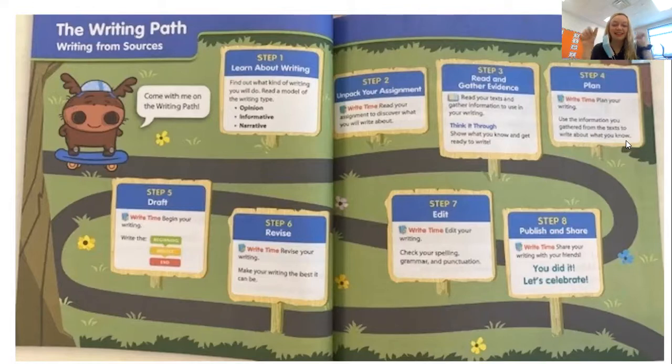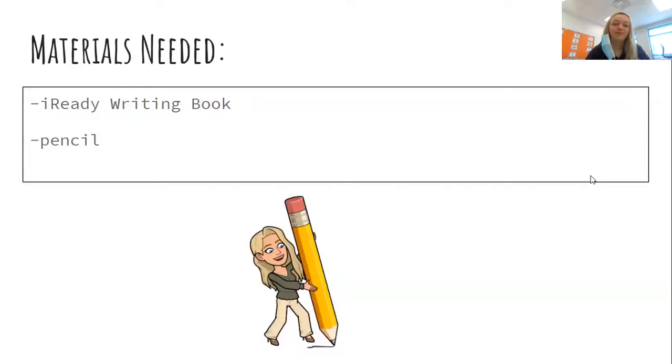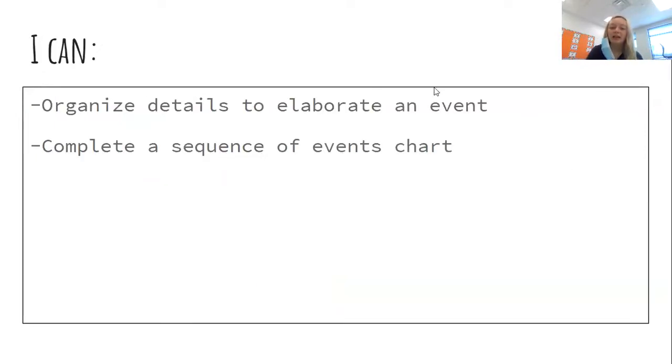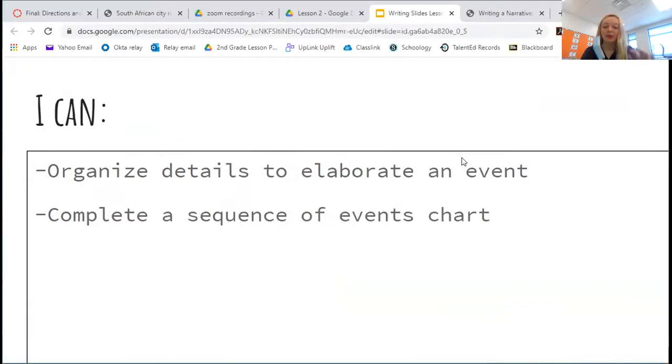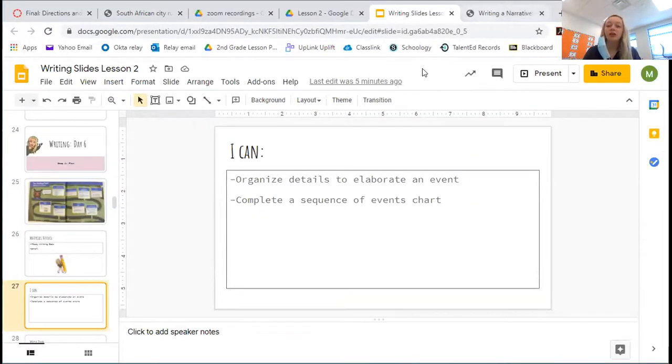All right, so are you ready? You ready to start planning? Give me a thumbs up if you are ready. Great, let's jump in. The materials you'll need today are your iReady writing book and a pencil, of course. And our I can statements for today. I can organize details to elaborate an event, and I can complete a sequence of events chart. All right, so take a minute and gather your materials.